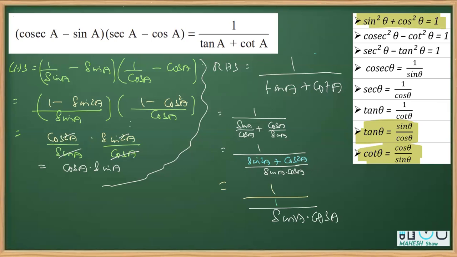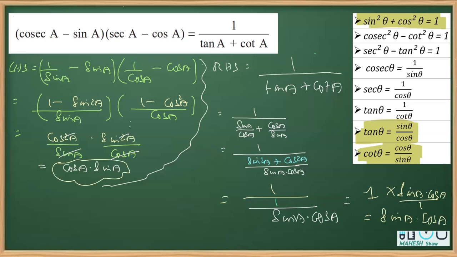As you know, dividing is the same as multiplying with the reciprocal. So I wrote 1, and dividing by this is the same as multiplying with the reciprocal, so I can write sine A into cos A by 1. So what we got finally is sine A into cos A. Well, this is what the LHS is, and this being the RHS, we say LHS is equal to RHS and hence verified.